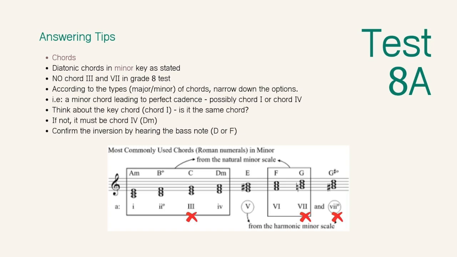These are the diatonic chords in minor key. There is no chord 3 and 7 in the grade 8 test. According to the types, major or minor, of the chords, narrow down the options. For instance, a minor chord leading to the perfect cadence is possibly chord 1 or chord 4. Think about the key chord, which will be chord 1. Is it the same chord? If not, it must be chord 4, which is D minor. Confirm the inversion by hearing the bass note, whether it's a D or F.